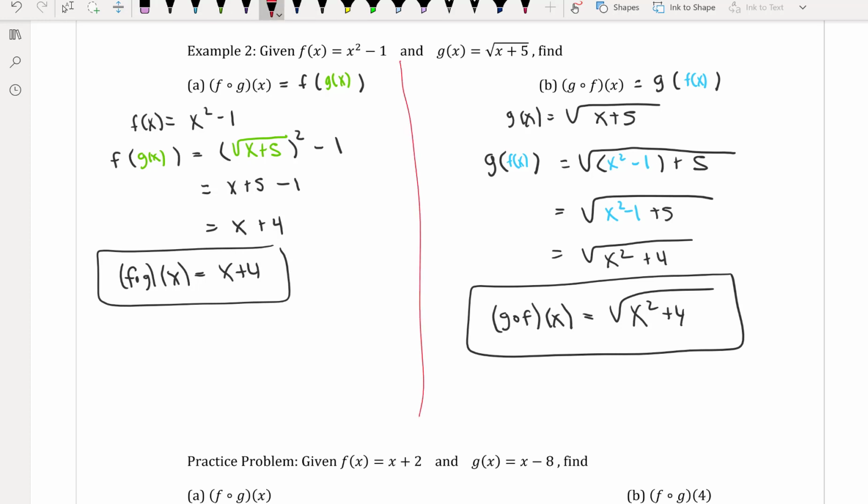I just want to make sure that you know the difference between A and B. So notice that even though f and g haven't changed, when you change the order, the answer changes, okay?